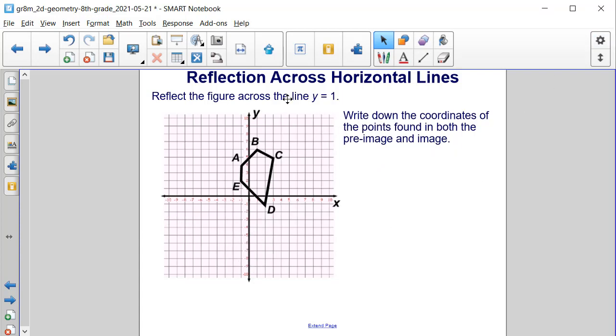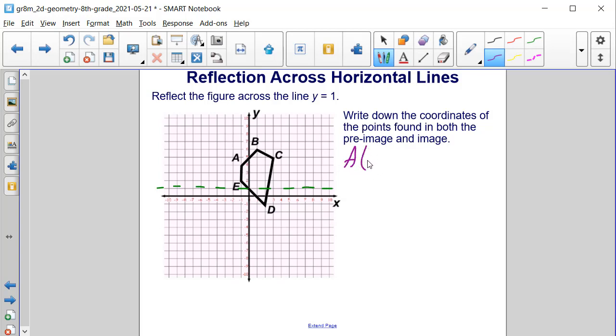Let's try another example where we're reflecting about horizontal lines. Reflect the figure across the line y equals 1. Well, y equals 1 is going to be right here. And then we're going to write down the coordinates of the points found in both the pre-image and image. So we can start by writing down our original pre-image points.